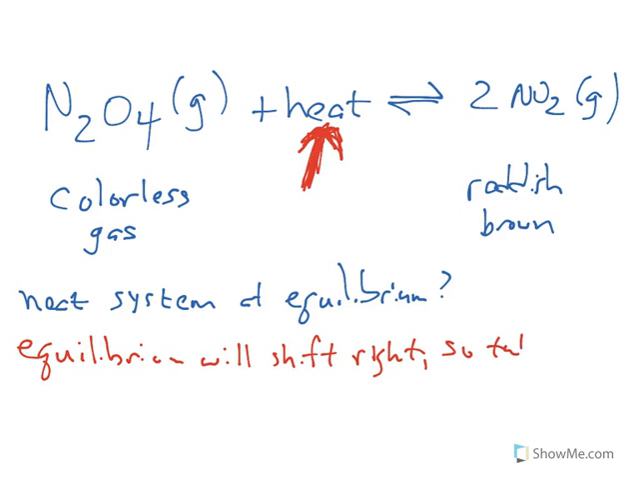So the tube will get more brown. If you heat that ampule up, it's going to be filled with the reddish brown gas, because you're shifting the equilibrium to the right. However, you can do the opposite.